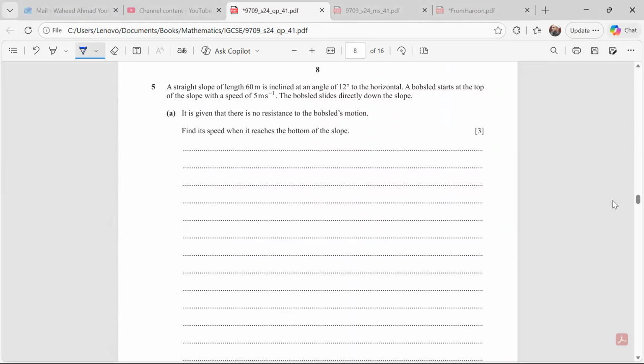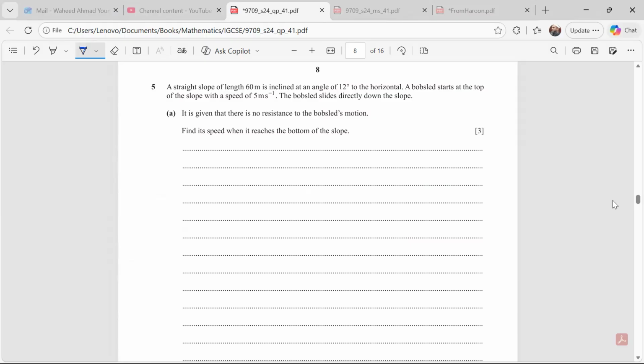A straight slope of length 60 meters is inclined at an angle of 12 degrees to the horizontal. A bobsled starts at the top of the slope with a speed of 5 meters per second. It is given that there is no resistance. Find the speed when it reaches the bottom of the slope. This is a pretty straightforward question.